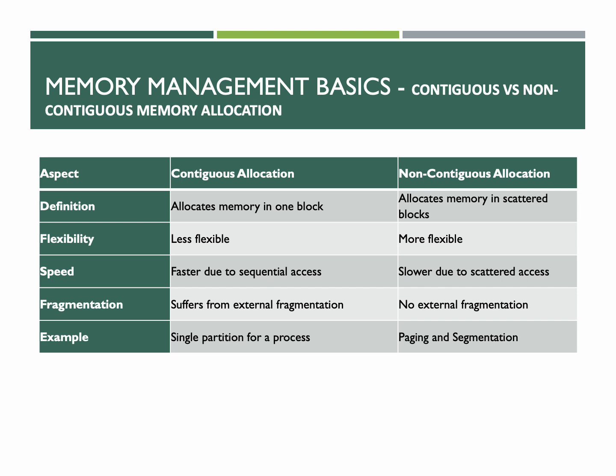Now, for the example, we can say contiguous allocation is used for simpler systems or single partition processes where simplicity and speed are prioritized, whereas non-contiguous allocation is used in advanced techniques like paging and segmentation to optimize memory utilization.